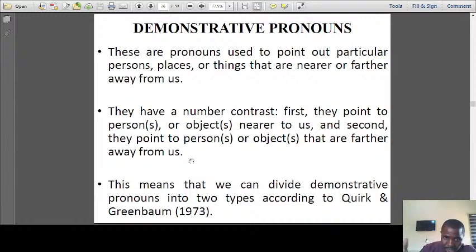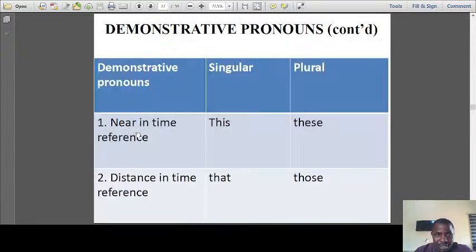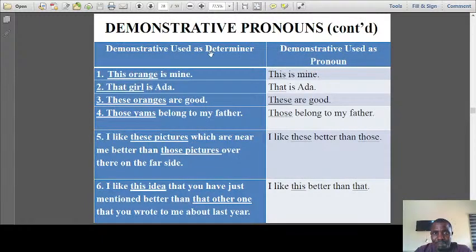This and these: this is singular, these is plural. If the noun you are replacing is close to you, you are pointing at it close. But if it is far, we use that and those. That is singular, and those is plural. You can see near in time reference, this and these, singular and plural; the one that is far, that and those. I've really explained it, and look at the sentence examples I've given.